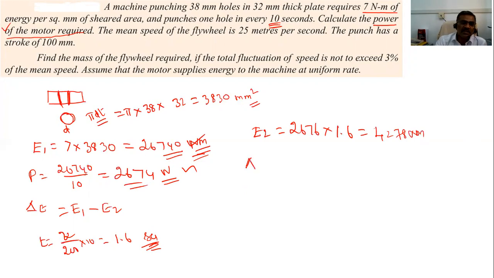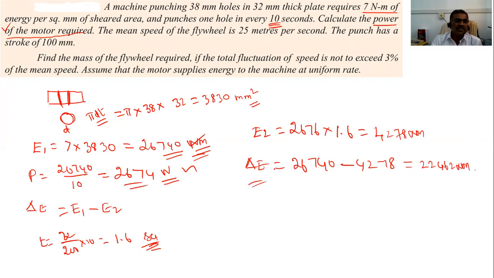From this, you can find the value of delta E. Delta E is equal to E1 minus E2. That is 26740 minus 4278. This will give delta E. The delta E value is 22462 Newton meter. Then the last step is finding the mass of the flywheel.